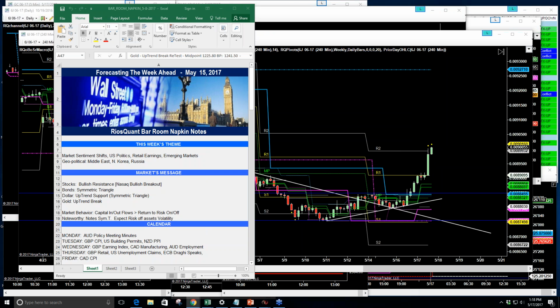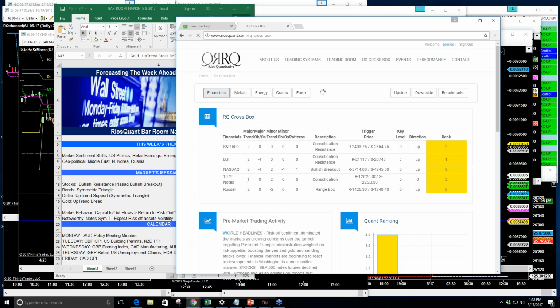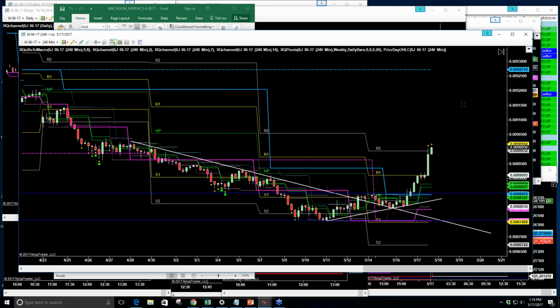So patterns are also very important, and trigger prices are very important. Let's see, for the notes we had 126.20. That one, we nailed that one.